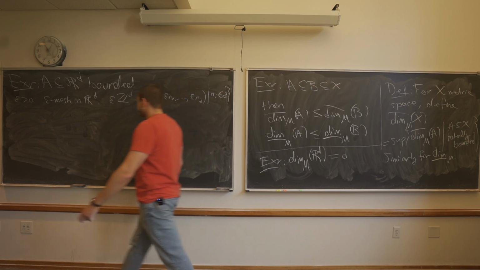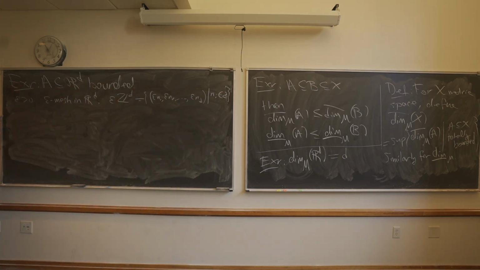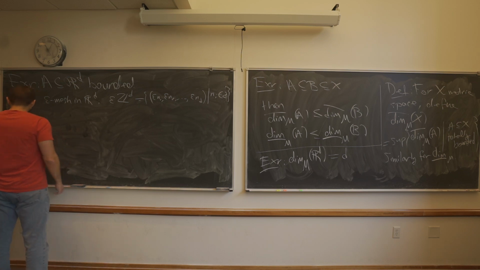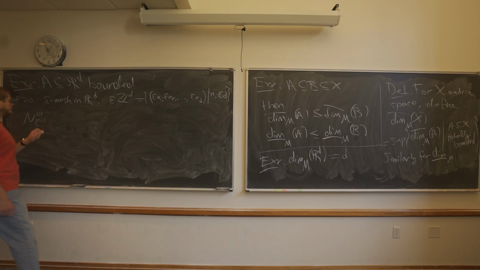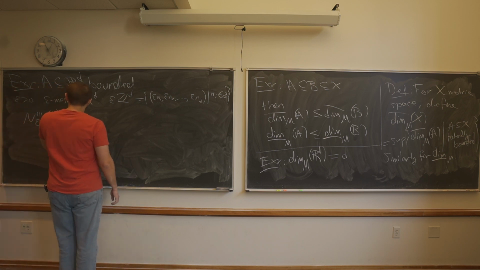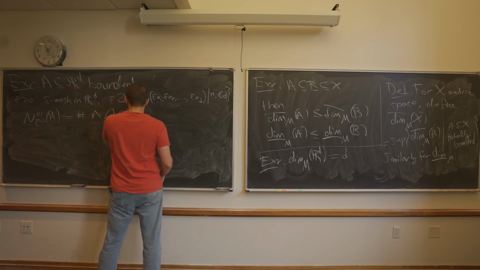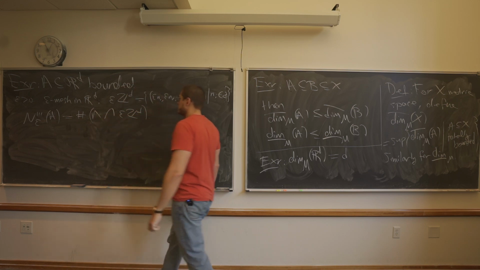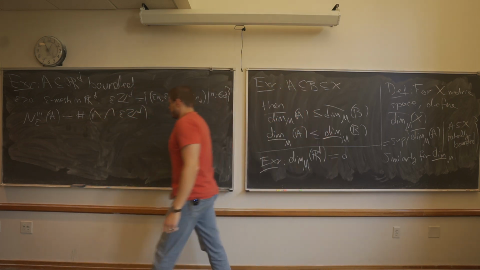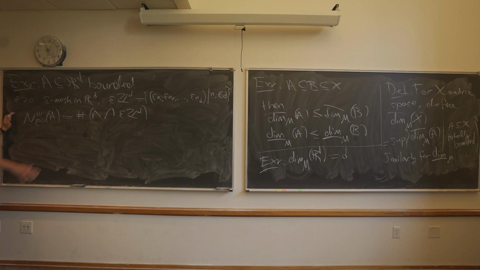Now the exercise is that if you were to use, instead of the standard N_epsilon(A) definition in the definition of Minkowski dimension, the following, this is the next alternative: this equals the number of points of A intersect the epsilon-mesh. So the exercise is to show that you can use this N_epsilon in the definition of Minkowski dimension.